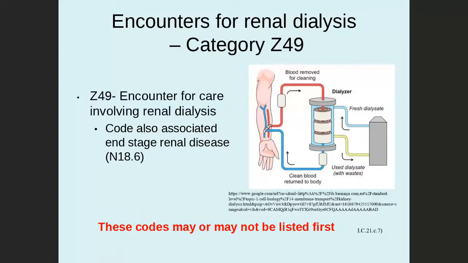Encounters for renal dialysis. A code for end-stage renal disease is also coded as needed. So Z49, encounter for renal dialysis, code for end-stage renal disease. Again, was this the reason the patient was seen, or was the patient seen for something else? And then you also received renal dialysis at the same visit.